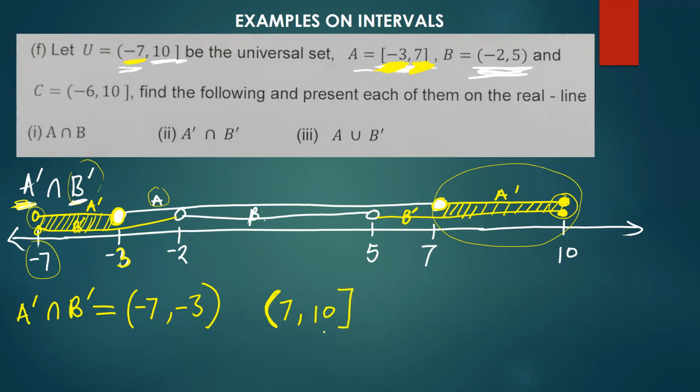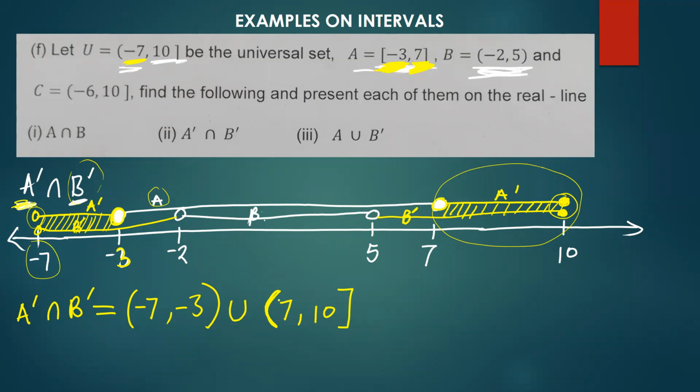And then the addition of two sets, remember what I said? Addition of two sets is union. So you add the two sets by putting the union symbol in between. So this is how simple it is.